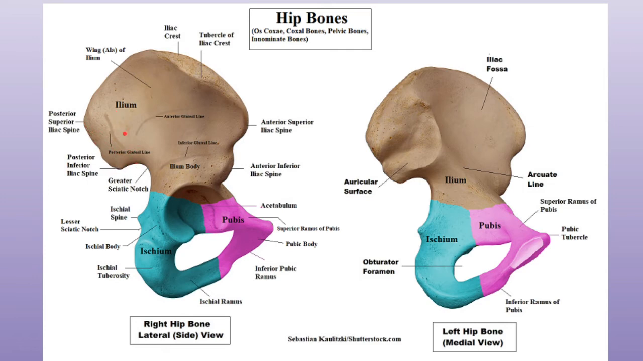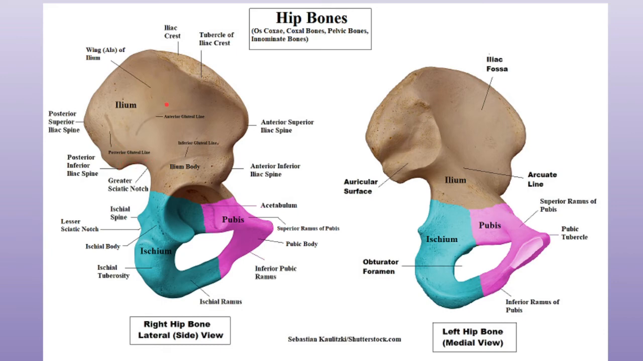Now this line is basically the shortest one and begins 5 cm in front of the posterior superior iliac spine, and it runs downwards to end at the upper part of the greater sciatic notch. This is the greater sciatic notch. So it runs 5 cm in front of this posterior superior iliac spine, goes down, and ends at the upper part of this greater sciatic notch.